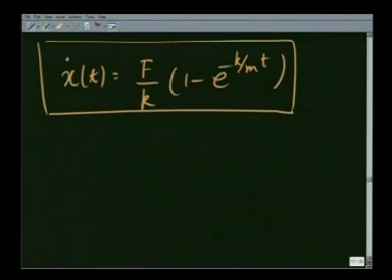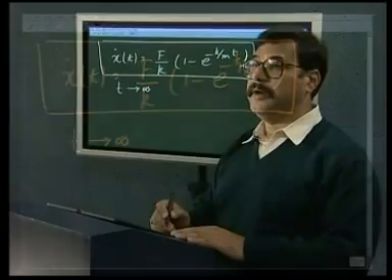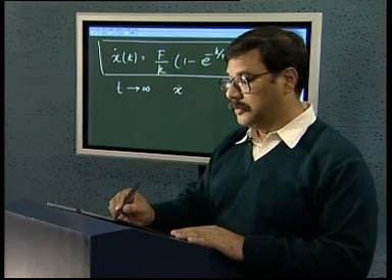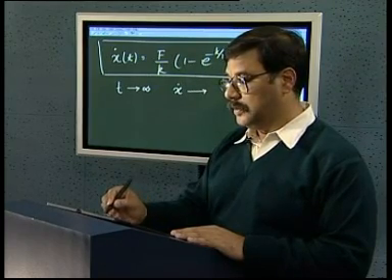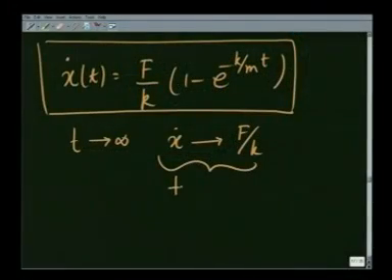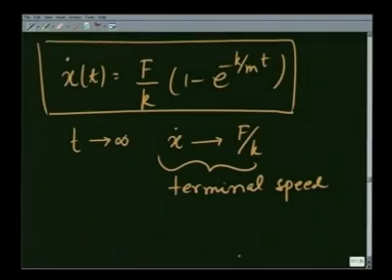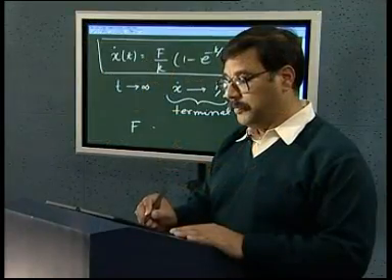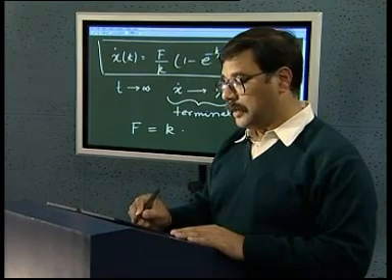You notice as t goes to infinity, that is, after a long time I have applied the force, x dot goes to F over k. This is nothing but the terminal speed. At this speed, the applied force F becomes equal to k times v terminal.